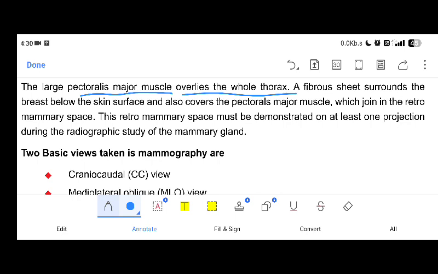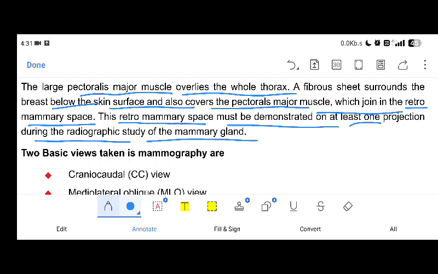A fibrous sheath surrounds the breast below the skin surface and also covers the pectoralis major muscle, which joins in the retromammary space. The retromammary space must be demonstrated in at least one projection during the radiographic study of the mammary gland.